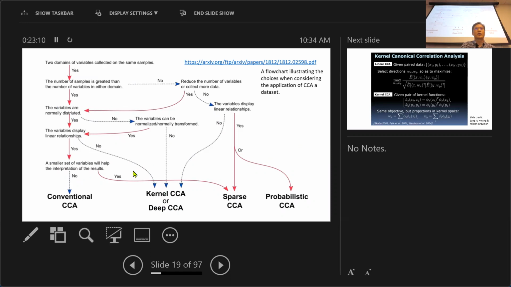Depending on your data, if you have non-linear components in your data, you probably want to consider kernelized CCA. Deep CCA, I believe, is using some neural network to learn. In general, what we described is conventional CCA. There are other versions, like probabilistic, which may be better if you have missing data in your sample. Okay.